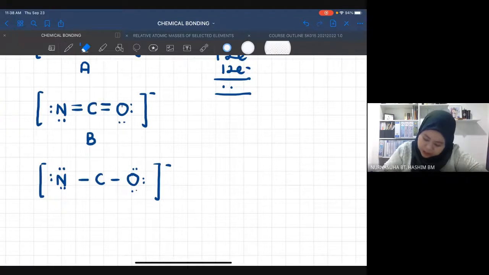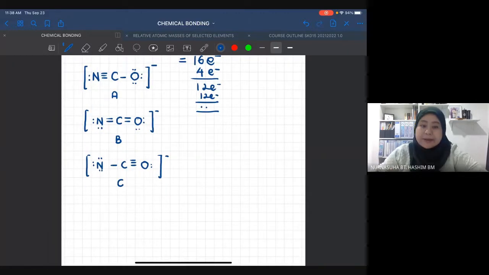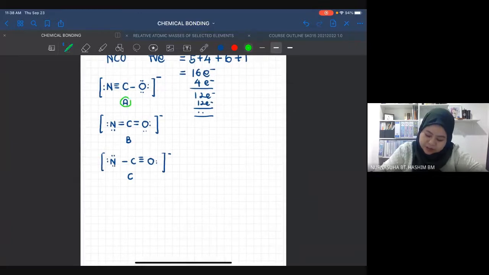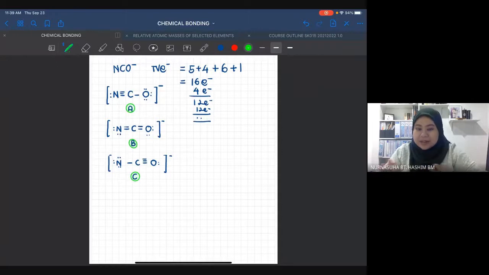Okay, last one. I can take one lone pair here, form double bond, and take another lone pair, and I form triple bond. So this is structure C. Okay, A, B, C. So this is structure A. Kenapa jadi 4 segi? A, B, C. So basically there's 3 possible structure. Ini possible baru, kita tak pilih lagi.